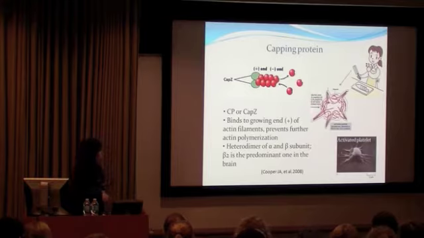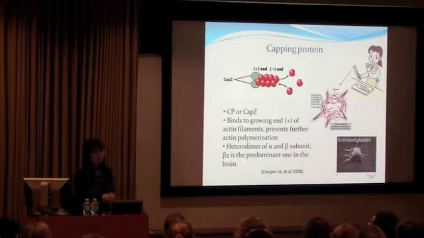Capping protein functions by forming a heterodimer of alpha and beta subunit. Beta 2 is a predominant one in the brain. Later in my slides, you will see most of my manipulation is on the beta 2 subunit.